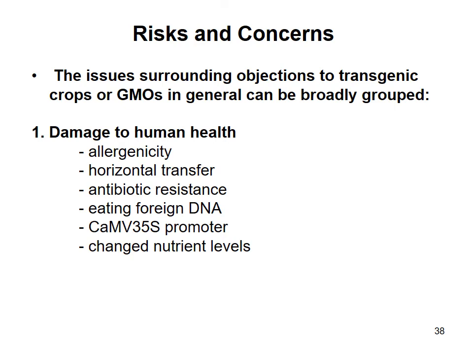Risks and concerns. The issues surrounding objections to transgenic crops or GMOs in general can be broadly grouped. The first group here involves issues relating to human health: allergenicity, horizontal gene transfer, antibiotic resistance, eating foreign DNA, cauliflower mosaic virus promoter, and changed nutrient levels. Let's look at each of those in turn.